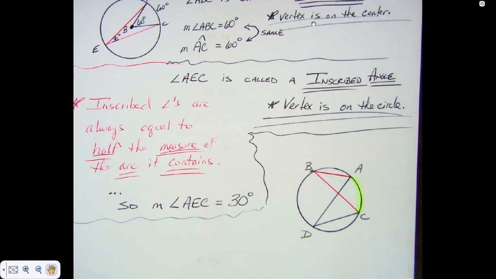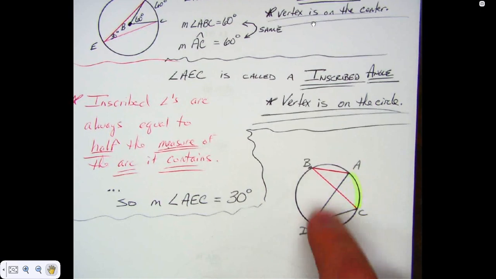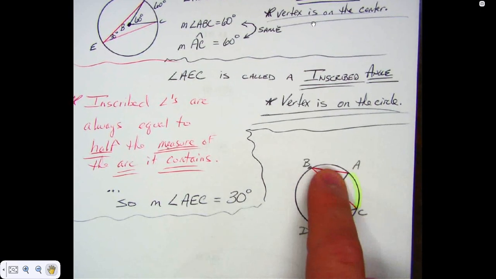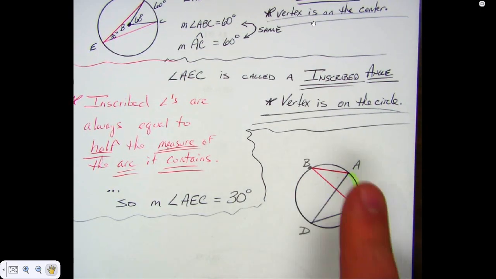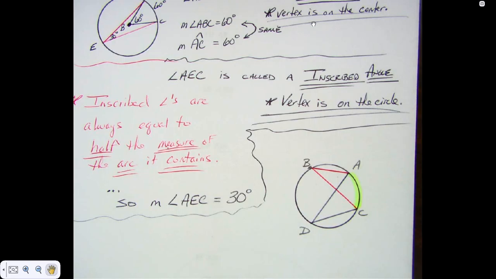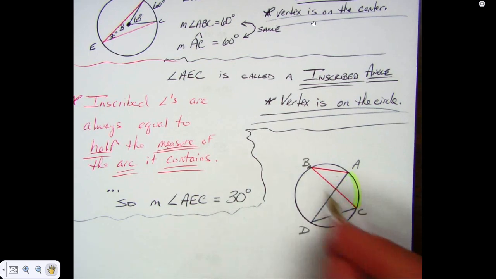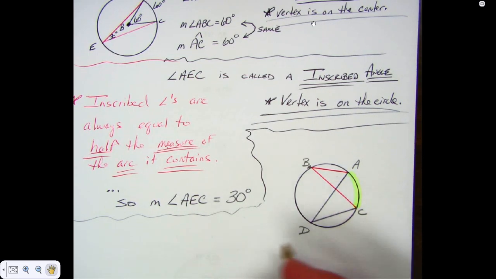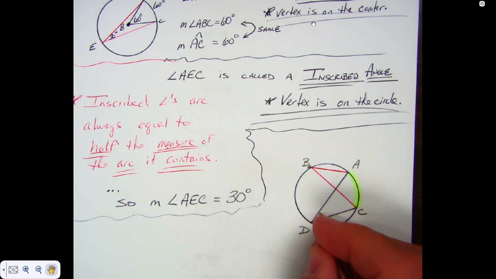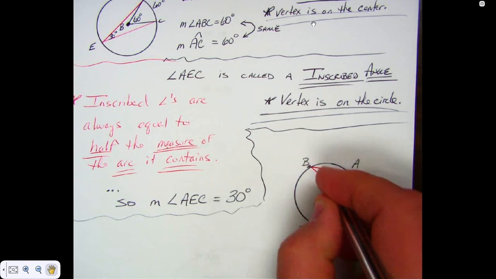No matter what this arc is, whether it's 200, that one's 100, that one's 100. If it's 50, that one's what? 25, that one's 25, and so on, right? So what we're saying is, if two inscribed angles contain the same arc, what do you think we can say about it? That they have to be what? Congruent.